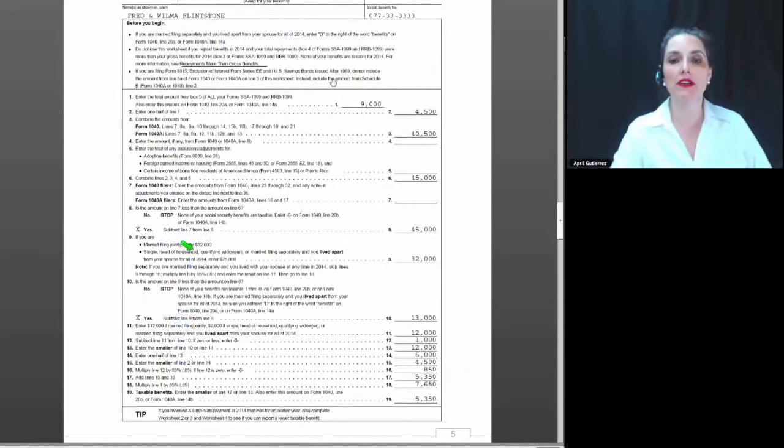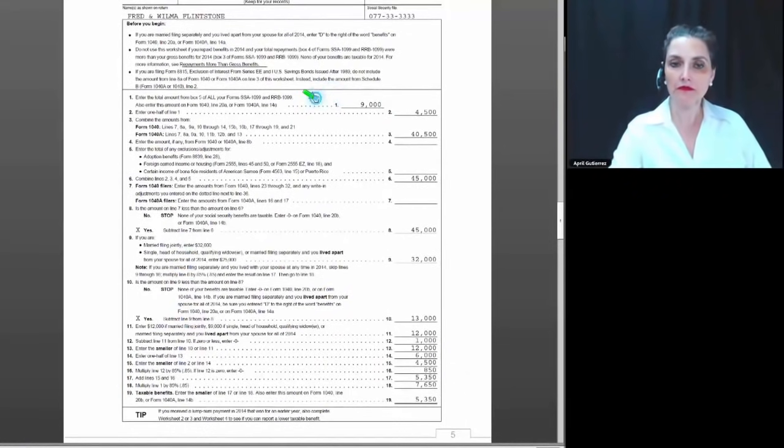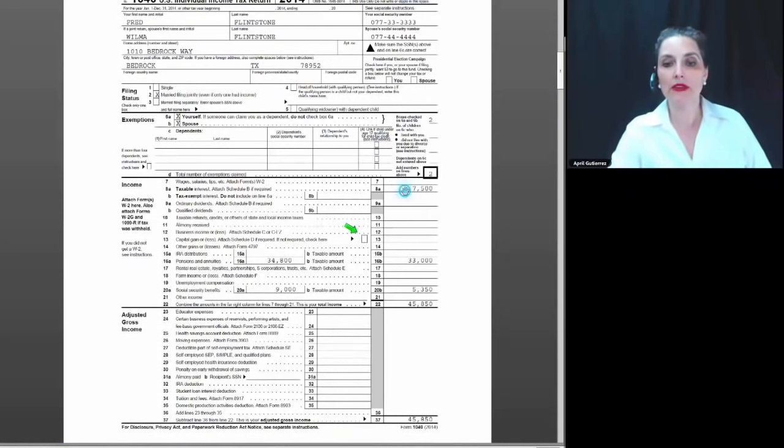Remember, on the Social Security benefits worksheet, we begin on line 1 by entering the total Social Security benefits received. We then look at the total of all income on the return plus half the Social Security benefits. So if we go back up to the 1040, we have $7,500 of income plus $33,000 of income. We take those two numbers and add them up, and we have $40,500. And to that, we are going to add half the Social Security benefits, which would be another $4,500.